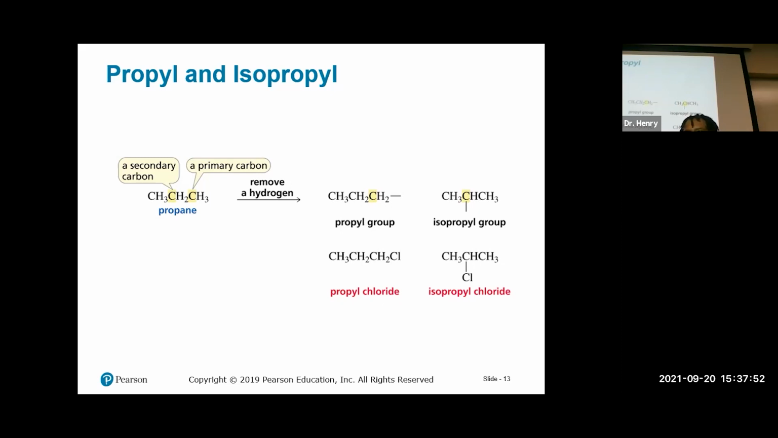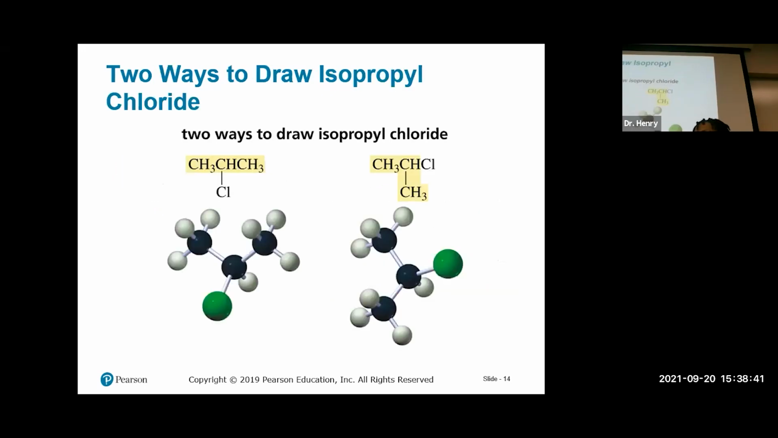You see the difference? It'll be isopropyl because it's iso. You have the two propyls next to it, so it's in the center. Iso meaning the same, so you have the same on both sides. Does that make sense? There are two ways of drawing the isopropyl. We could draw it like this, or we could draw it like this.